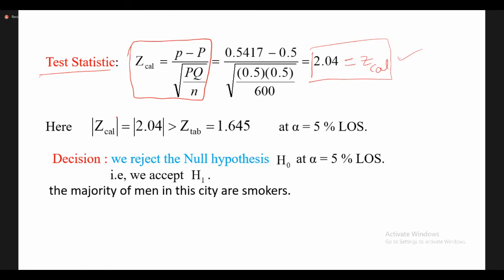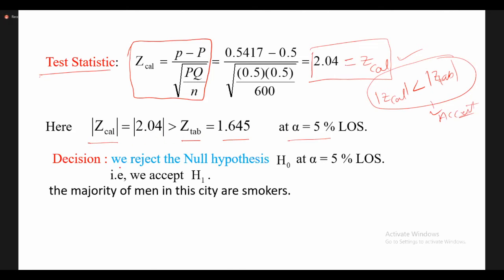After finding Z calculated, we have to compare it with the Z tabular value. If mod Z calculated, that is mod 2.04, is greater than the Z tabular value at the given alpha percent level of significance, and this condition is satisfied, we reject the null hypothesis. We accept only when mod Z calculated is less than mod Z tabular value. Otherwise, we reject.